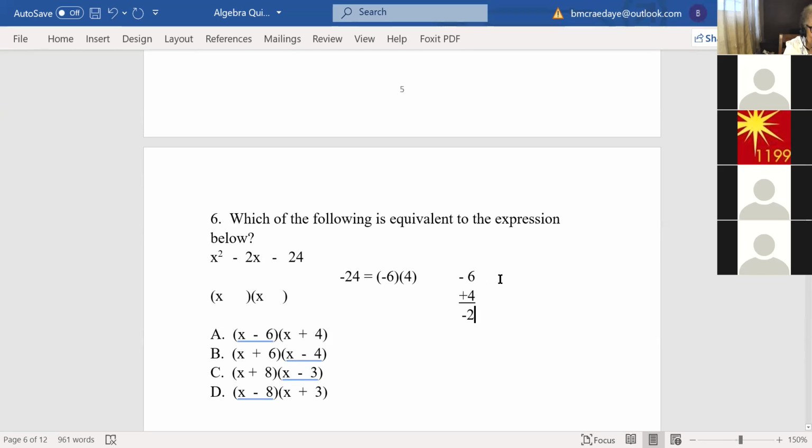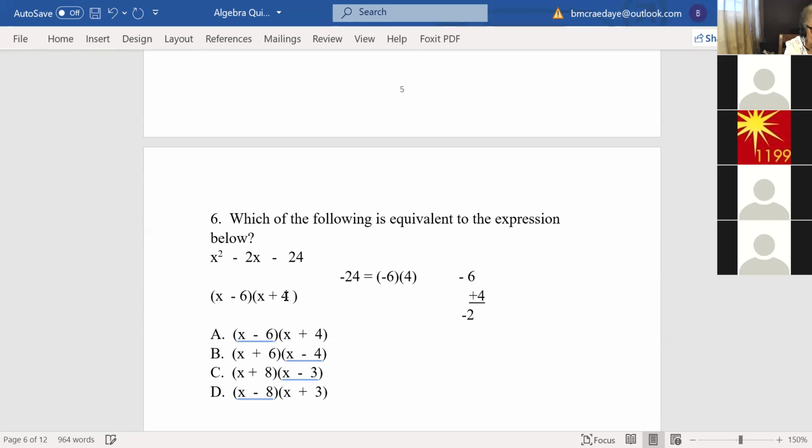So remember I said the factors that you choose for your negative 24, those same factors must add and give you negative 2. So we see that our answers are minus 6 and a plus 4. Okay, so then we put a minus 6 and we put a plus 4. So those are factors.